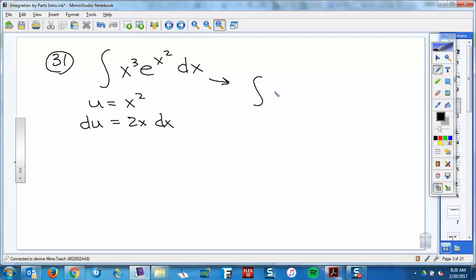And so this part will just be e to the u, right? This part will be e to the u. Remember, x cubed would be x times x squared, so we've done one similar to that. And this 2 is kind of in the way, so I am going to divide that over. And I got x dx, okay, so I can take out this x and the dx, and I can replace it with a 1/2 and a du. And so everything's taken care of here except this x squared, but we know x squared is u, so we just put that in there.